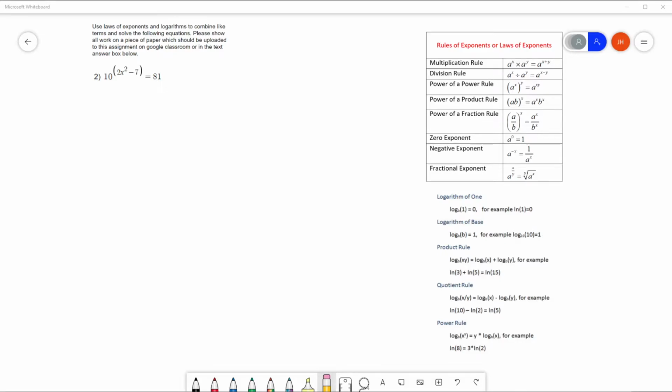All right, y'all. We got another problem here. Once again, this is from week 9, day 1, classwork. Slide 5. This is problem number 2. So we're solving equations. This one's got an exponential. It's an exponential equation.